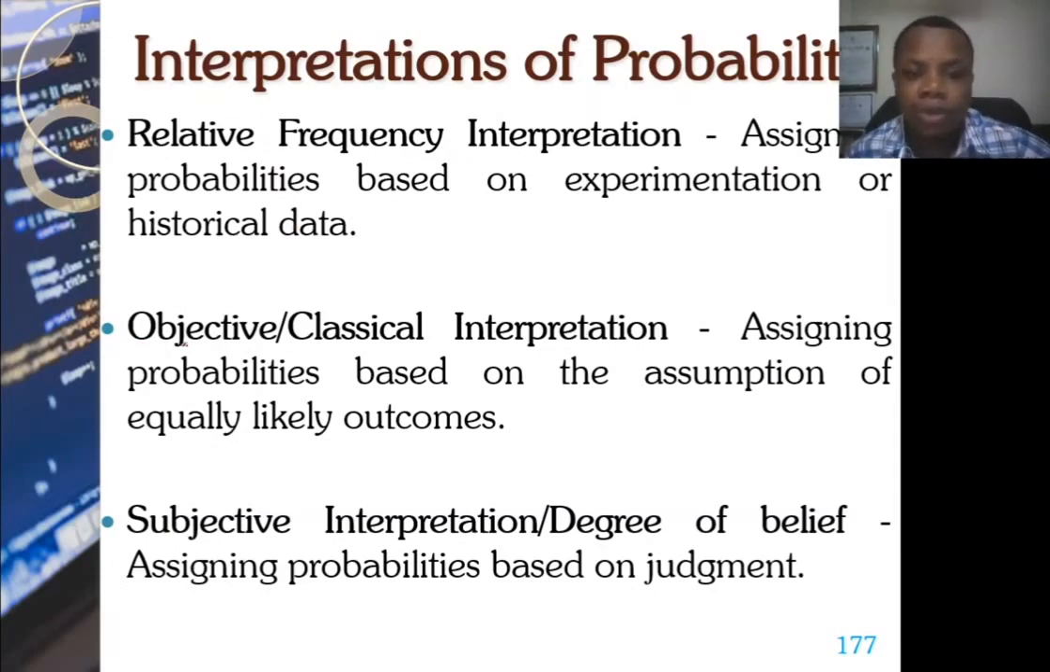So we are going to use that same principle for this relative frequency interpretation. We are also going to look at the objective interpretation, where we assign probabilities on the assumption of equally likely outcomes. And finally, we shall be looking at the subjective interpretation, which others refer to as degree of belief. These are probabilities that we assign based on our ideas, our belief, or the knowledge that we have on the subject.